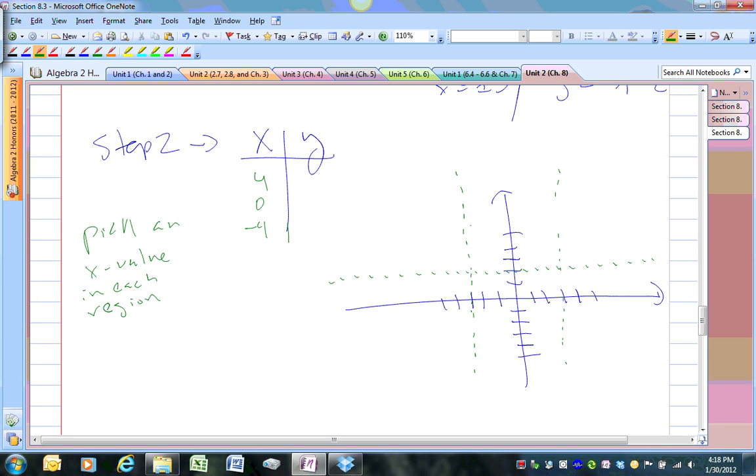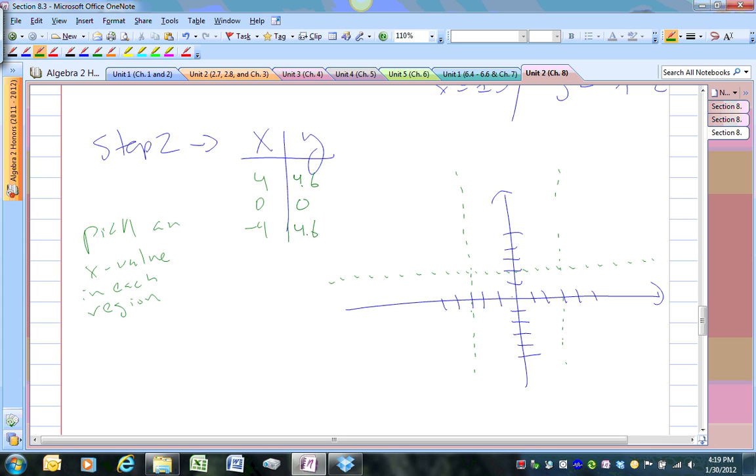That's because -4 is to the left of my leftmost vertical asymptote, 0 is in between my two vertical asymptotes, and 4 is to the right of my rightmost vertical asymptote. If I plug in 4, I should get, I think, 4.6 if you work it out. It's kind of nasty. If you plug in negative 4, you should also get 4.6. And if we plug in 0, we should get 0.